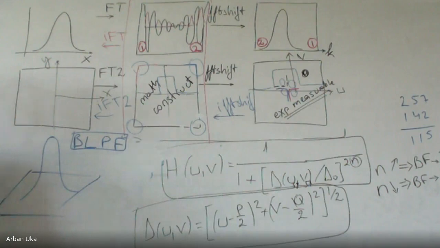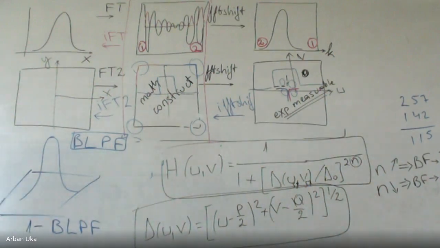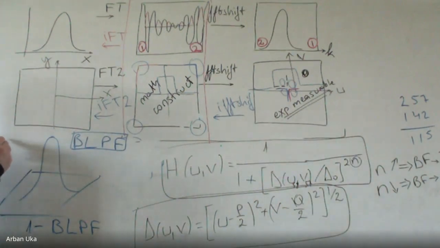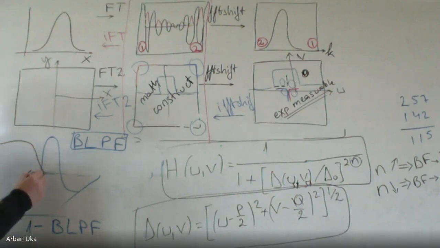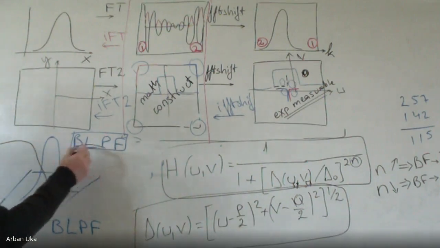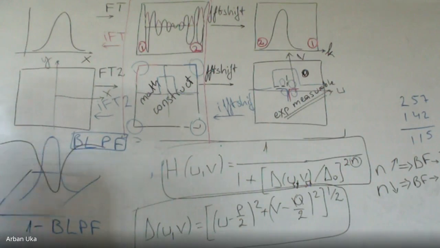So this can be called the Butterworth low-pass filter, BLPF. Now, if we want a high-pass filter, it is equal to 1 minus the Butterworth low-pass filter. And then what we get is the following. Let me try to find a different color. So here, if we do 1 minus this, it's going to be 1 everywhere. So this is going to be a high-pass filter. So they are easy to generate.